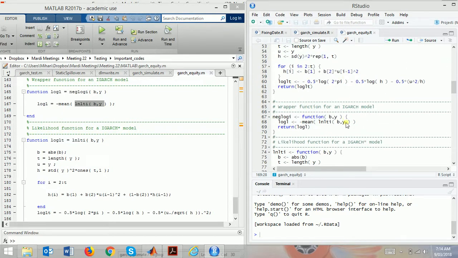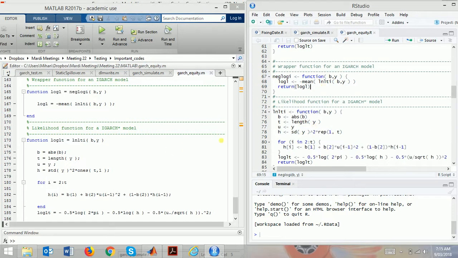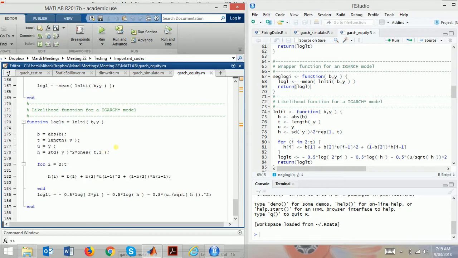Here is also true. I get a bit confused all the time. So neg log I is my function, by parameters. It will estimate log LT, which is the mean of log LTI by. Log LT will come later, and it will return the log LT. And now log LTI is coming, the function of by.